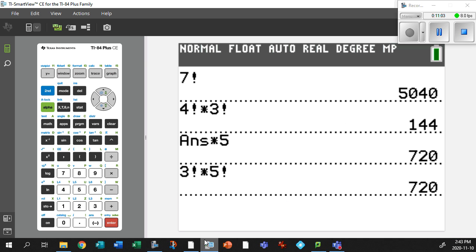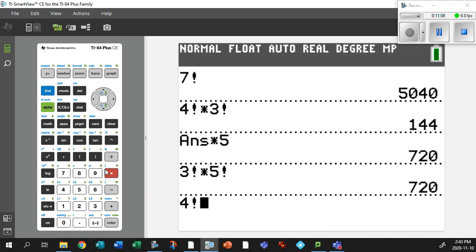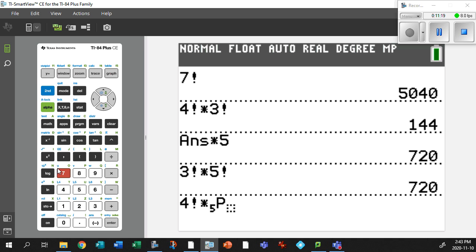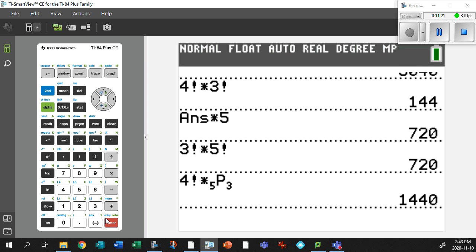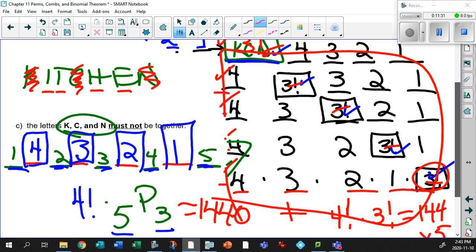So let's put that into our calculator right now. 4 factorial times the permutation of 5 positions, 5 pick 3, for a total of 1,440 different arrangements with K, C, and N not being together. 1,440. Isn't that cool? Love this question. Wait till you see the next question when I do the same kind of thing, but now I'm going to have repeats. Woo! Wait for that one.